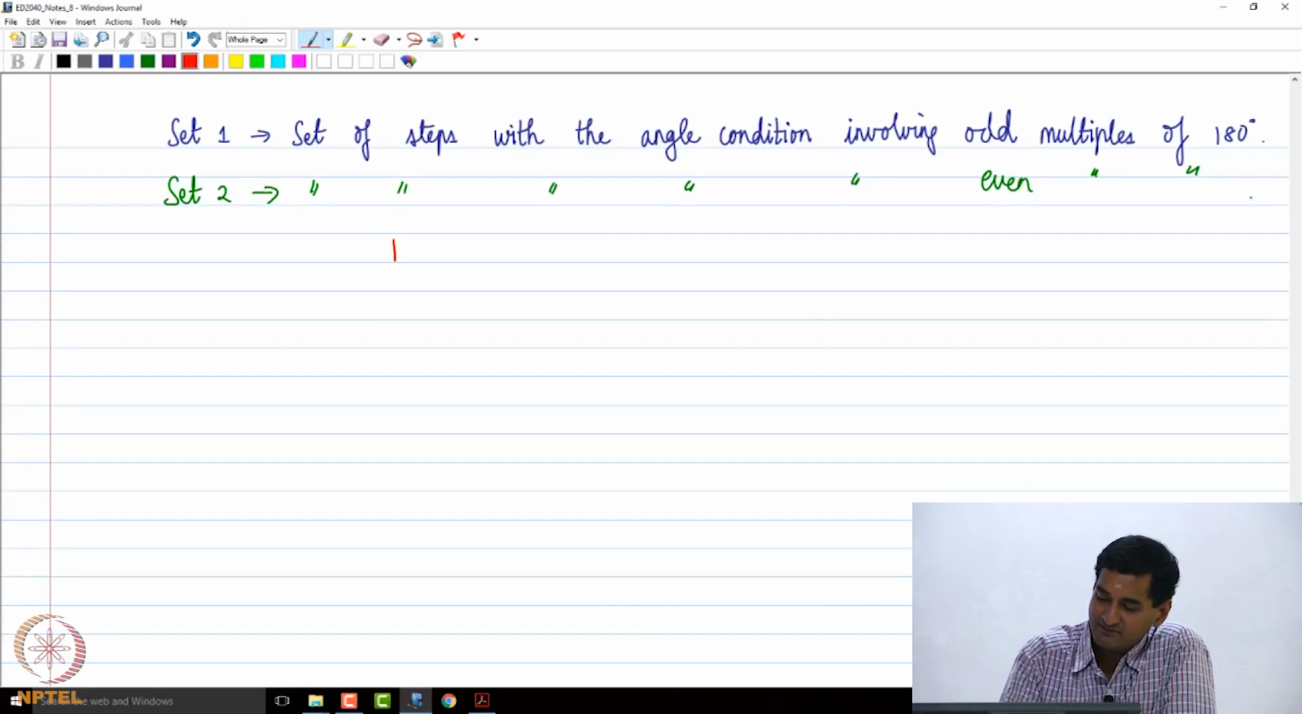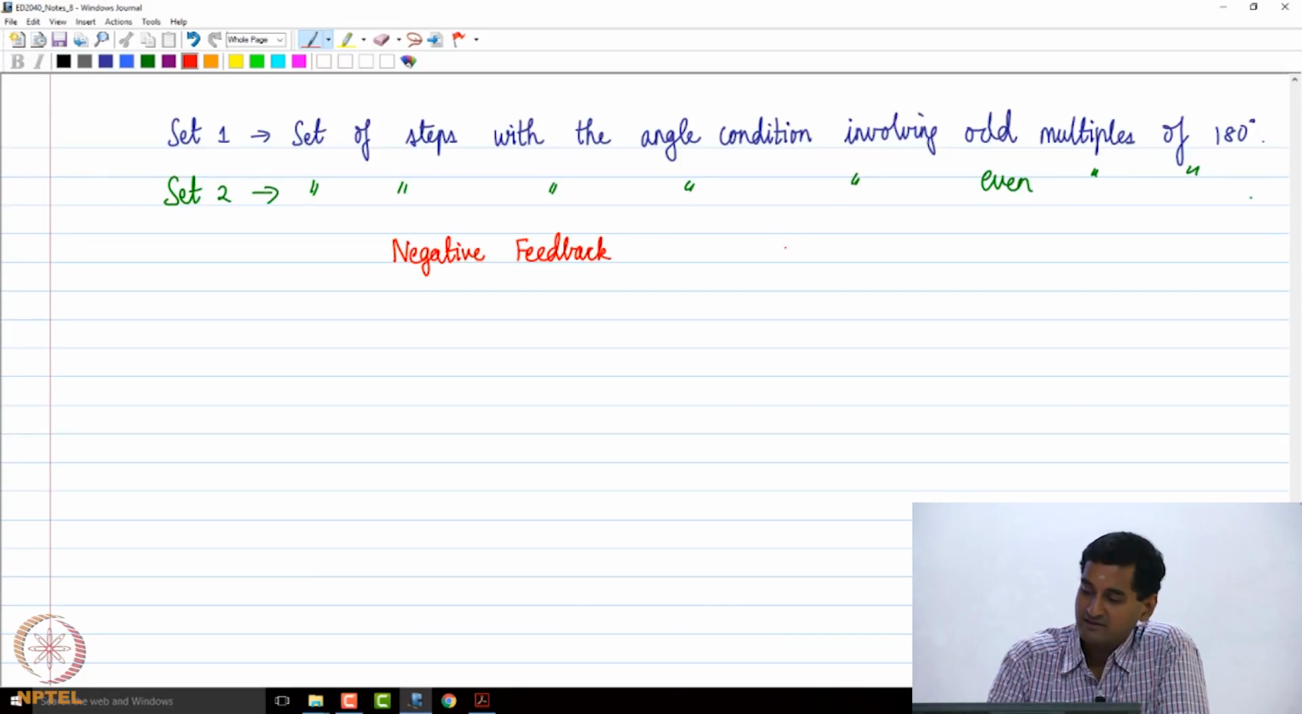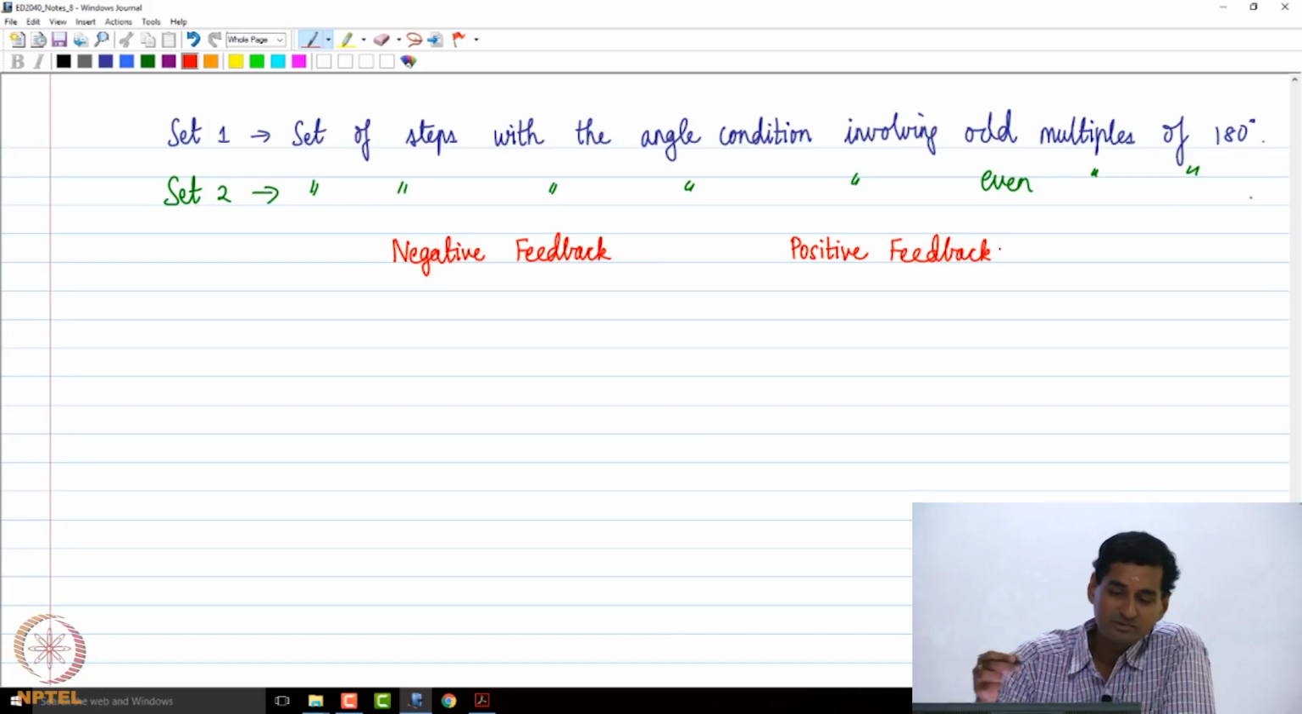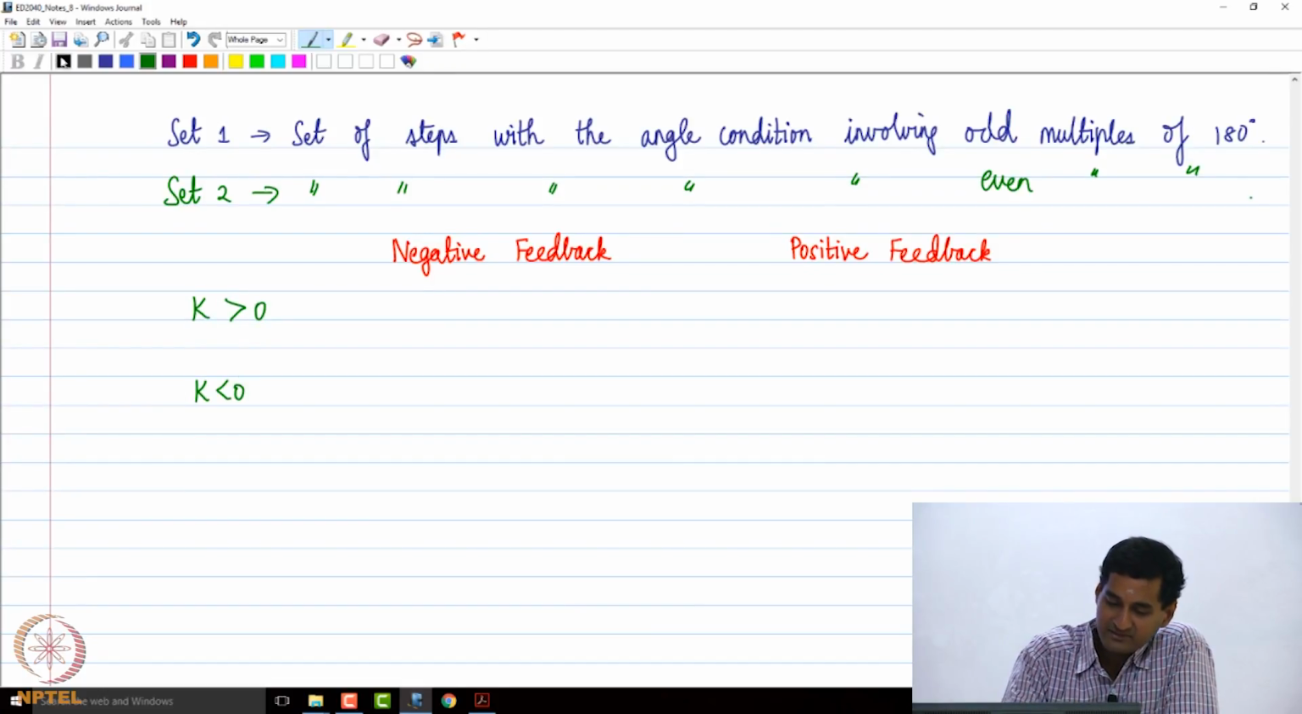We can immediately construct a grid like this, right. So, let us say we have negative feedback, positive feedback, just to have a bird's eye view of what steps to follow to construct the root locus, and then we have k greater than 0 and k less than 0. We can form a grid like this.